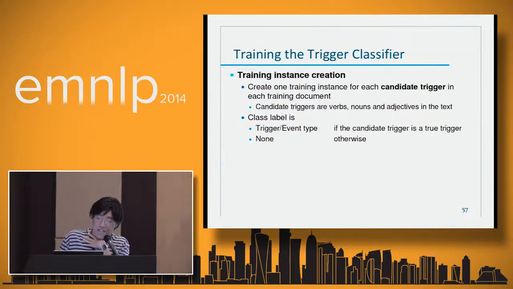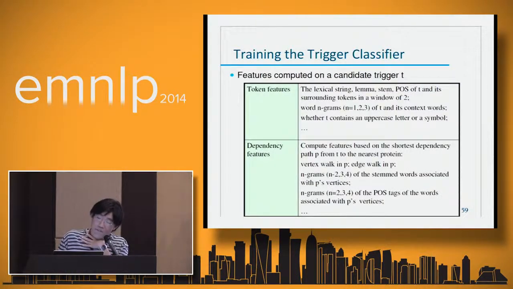The class label of the instance is the event type if the candidate trigger is indeed a trigger, and the class label is none if it's not a trigger. And as our learning algorithm, we use SVM multi-class. Here are the features that we use to represent each instance for the trigger classifier.